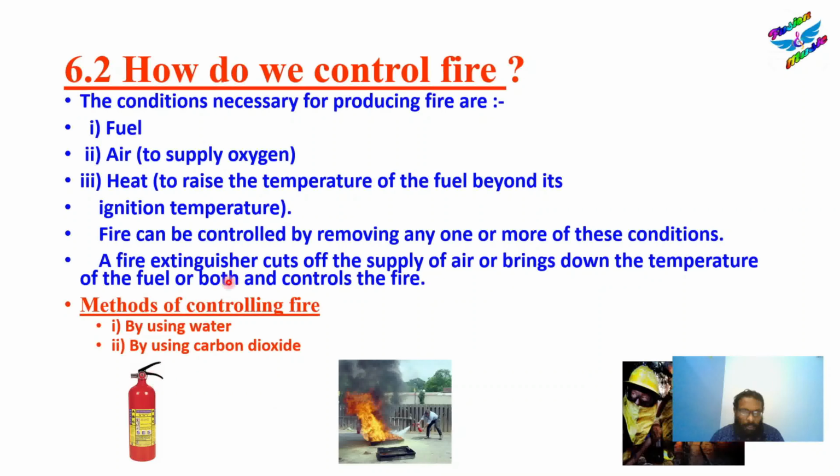So here we have two methods of controlling the fire: by using water and by using carbon dioxide. In a fire extinguisher we use carbon dioxide. As I already said, spraying water towards the fire increases the ignition temperature, and the fire can also be controlled by using carbon dioxide. When a person uses the fire extinguisher against a fire accident, the main content is carbon dioxide. Since carbon dioxide is a heavy gas, the fuel is covered with it, so the supply of oxygen to the fuel gets cut off and the fire can be controlled as easily as possible. These are the two methods to control fire.